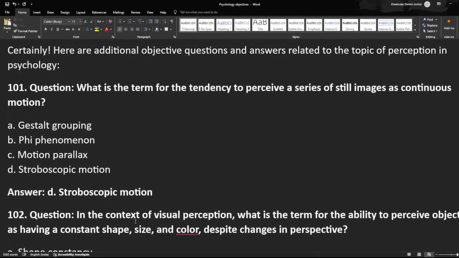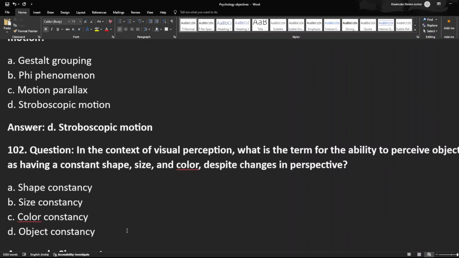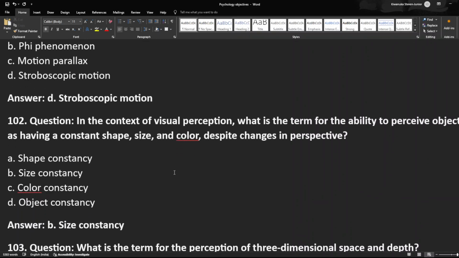In the context of visual perception, what is the term for the ability to perceive objects as having constant shape? Whenever you see constant shape, just know that they are talking about constant shape, color, and size despite changes in perspective. Constant shape and size is size constancy or shape constancy. So we'll go with size constancy.